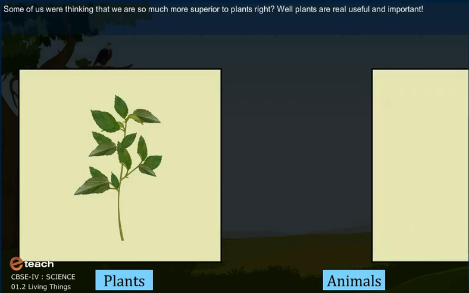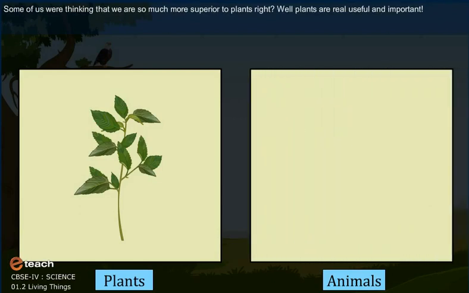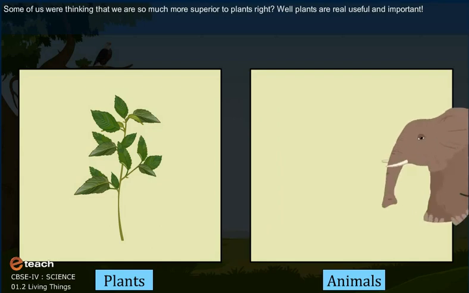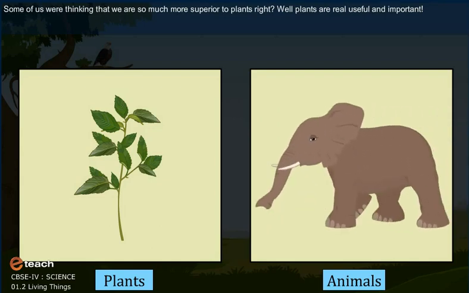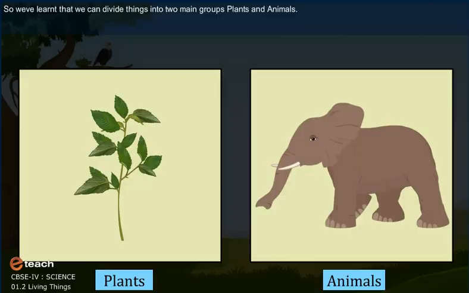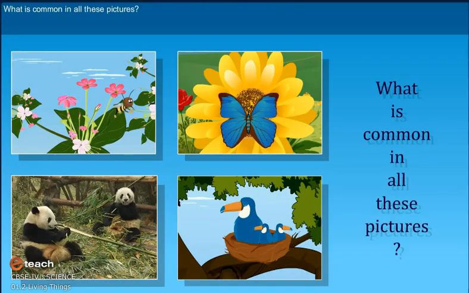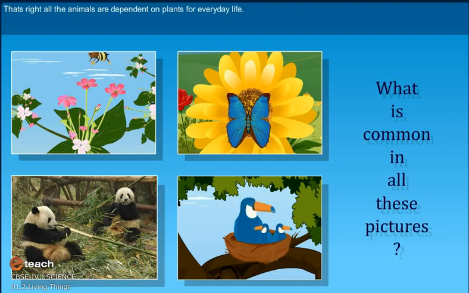Some of us were thinking that we are so much more superior to plants, right? Well, plants are really useful and important. So, we've learned that we can divide things into two main groups, plants and animals. What is common in all these pictures? That's right, all the animals are dependent on plants for everyday life.